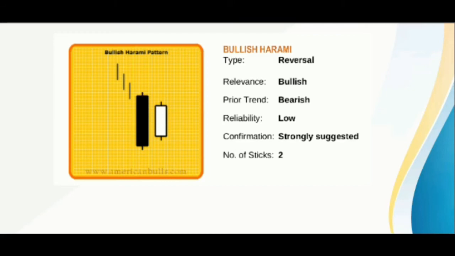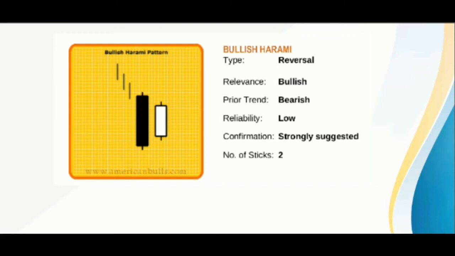Harami is an old Japanese word for pregnant. The long black candlestick is the mother and the small candlestick is the baby. The bullish Harami pattern is a sign of disparity about the market's health, while the market is characterized by a downtrend and bearish mood. There is heavy selling reflected by a long black real body.